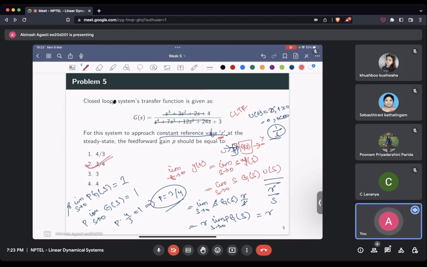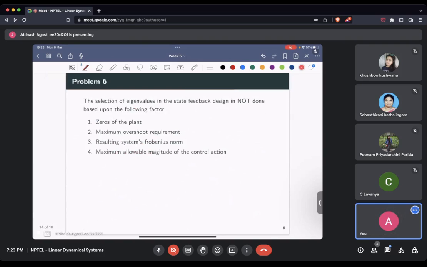Okay, so we move on to the next question. Tell me, if you want to select some eigenvalues while doing some state feedback design, which of these options is not necessary to consider before doing that? Basically, what all things do I need to keep in my mind while deciding where my desired eigenvalues should be?